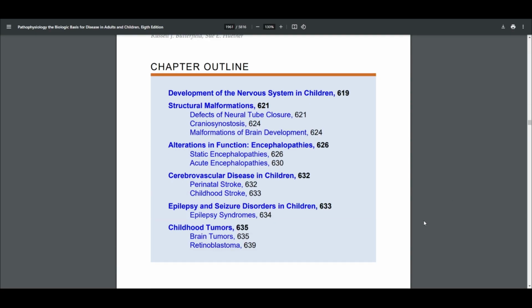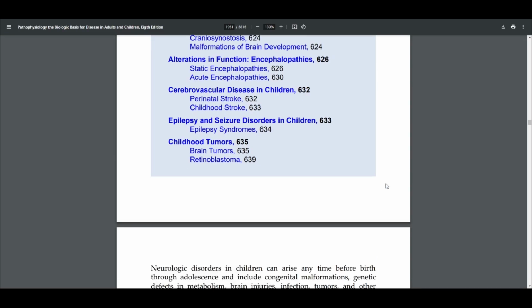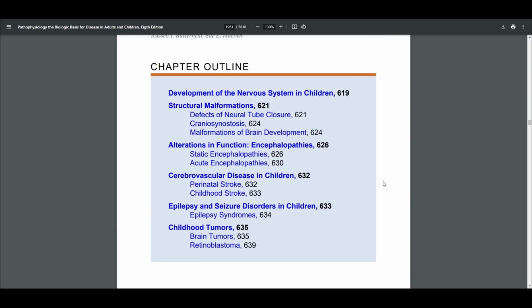Here, our pages are not going to line up perfectly, as I'm only reading pages 619 through 625, and then 633 through 641. So we'll see how that follows along. 625 is, I guess, after the malformation of brain development finishes.